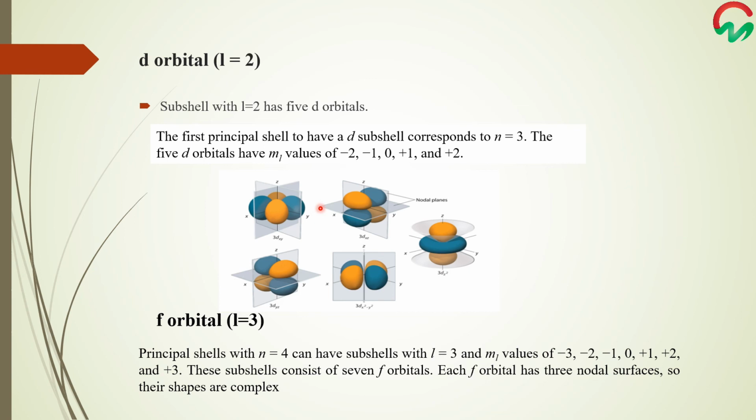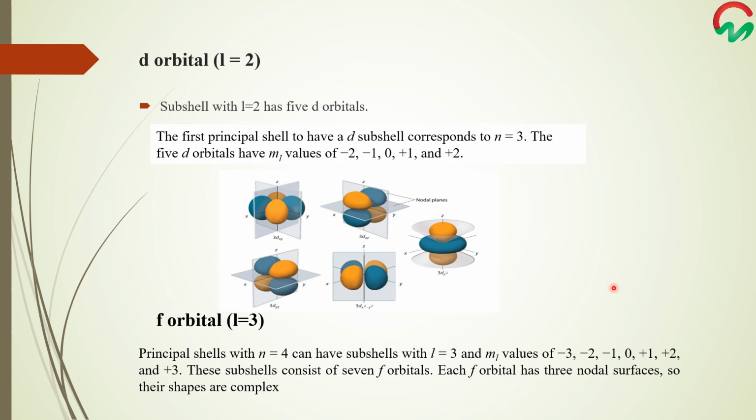In contrast to the p orbital, the phase of the wave function for the d orbital is the same for the opposite lobes, as you can see in this figure. But for the dz squared orbital, the lobe is along the z-axis, and the phase of the wave function is negative for the donut of the electron density in the xy plane.